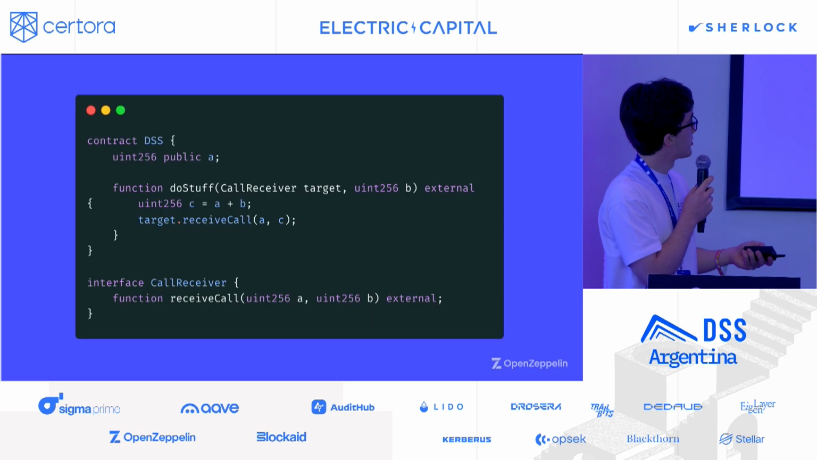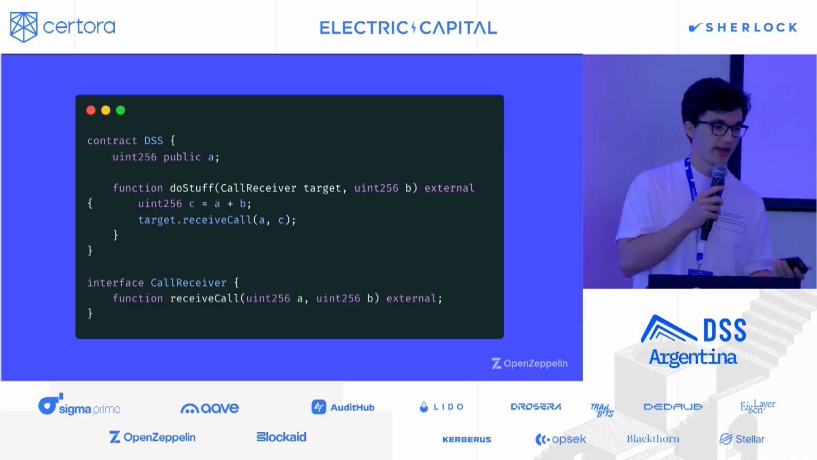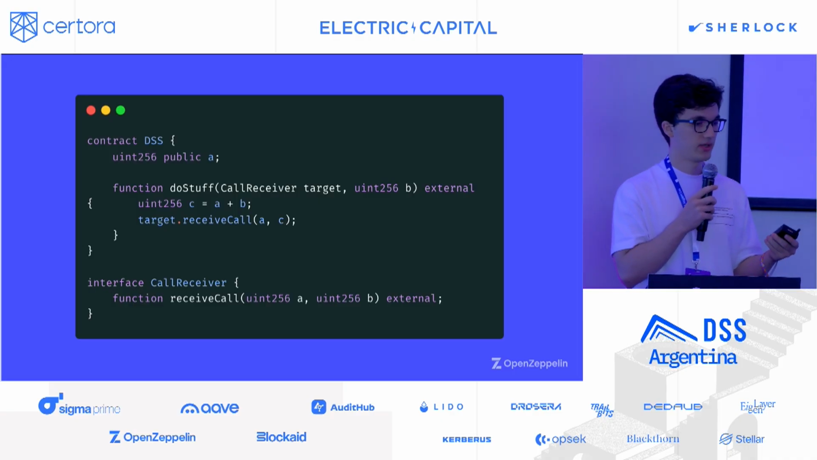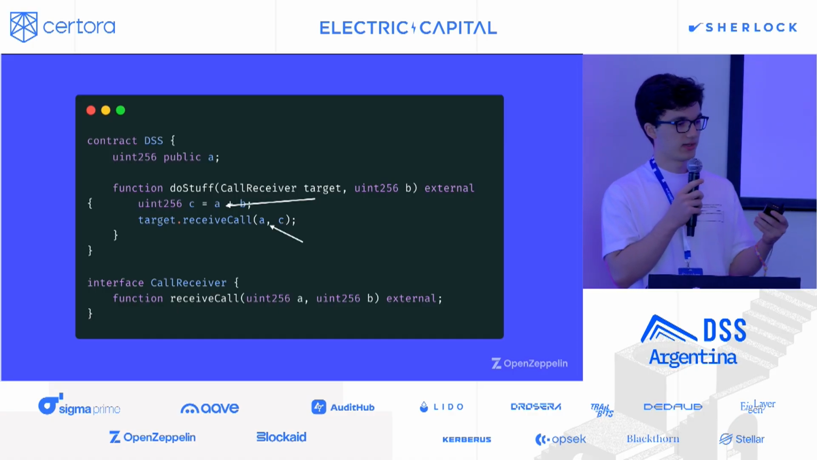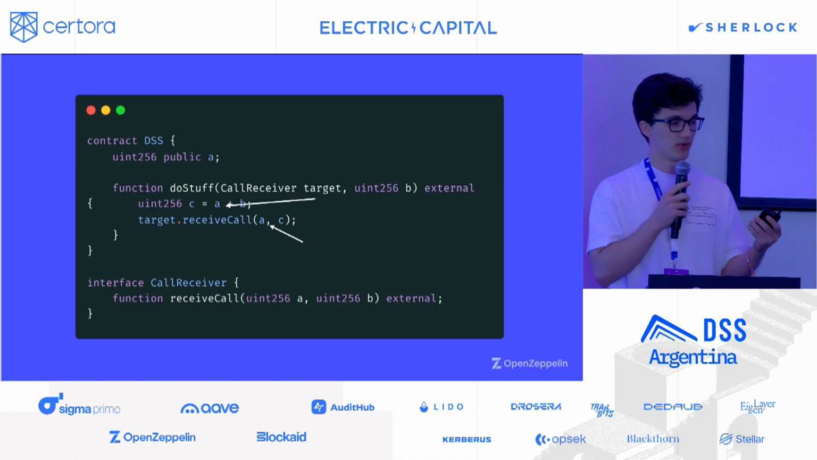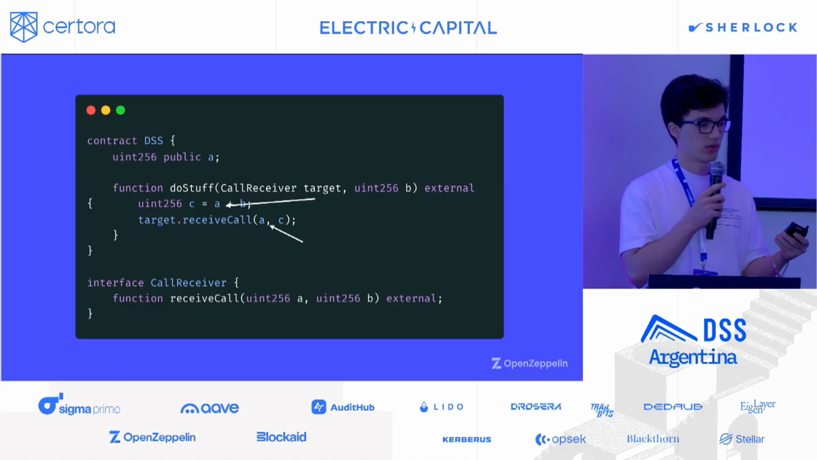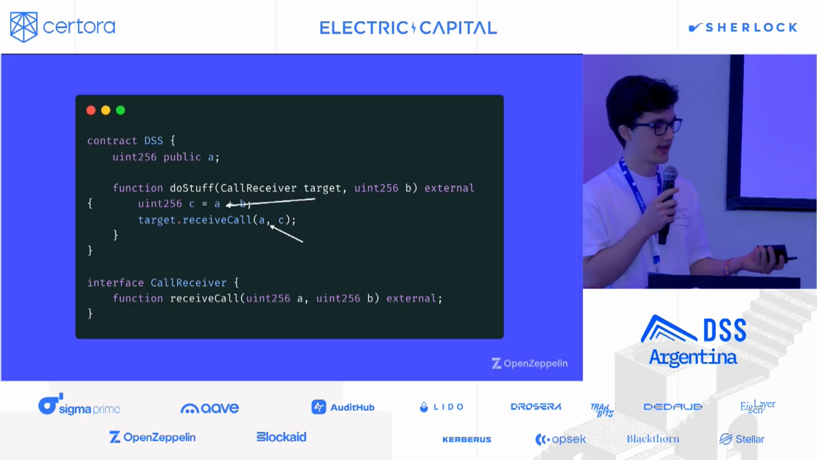Here is a small example. We have a storage variable A, and in doStuff, we use it twice. Once to compute A plus B and store it in the local variable C, and once more when we call the receive call with A and C.